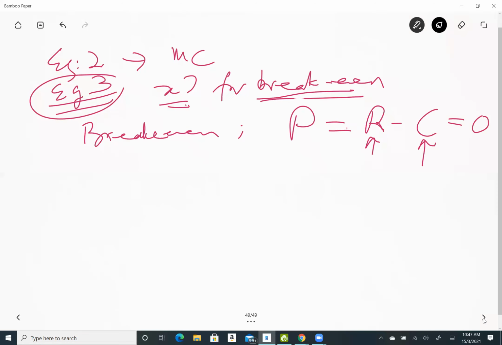Now, how can you get your revenue function? Revenue is equal to PX. The price is a constant. So what is the price here?